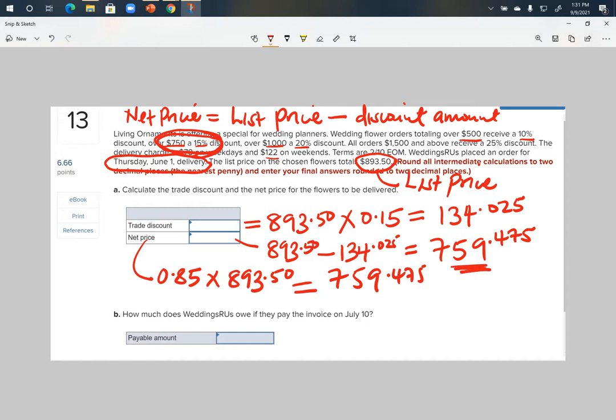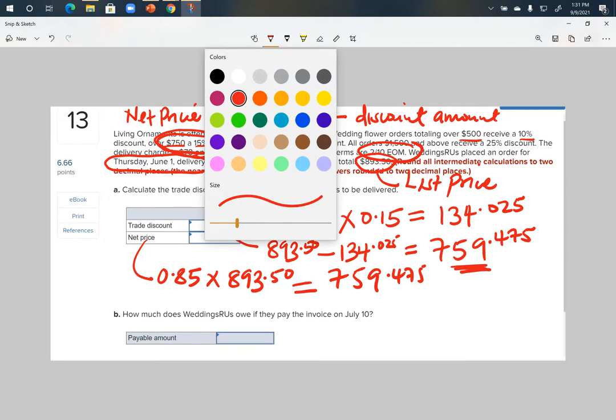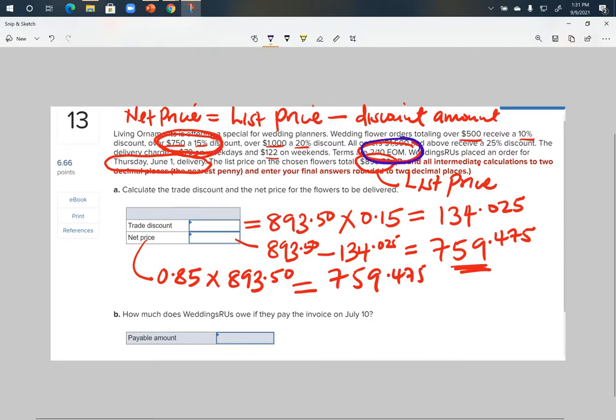For the second part of the question: how much does the wedding planner owe if they pay the invoice on July 10? Remember the terms here are 2/10 end of month. From what we know from the chapter, these terms mean we skip the month of sale. The credit terms, the 10 days, begin from the beginning of next month.